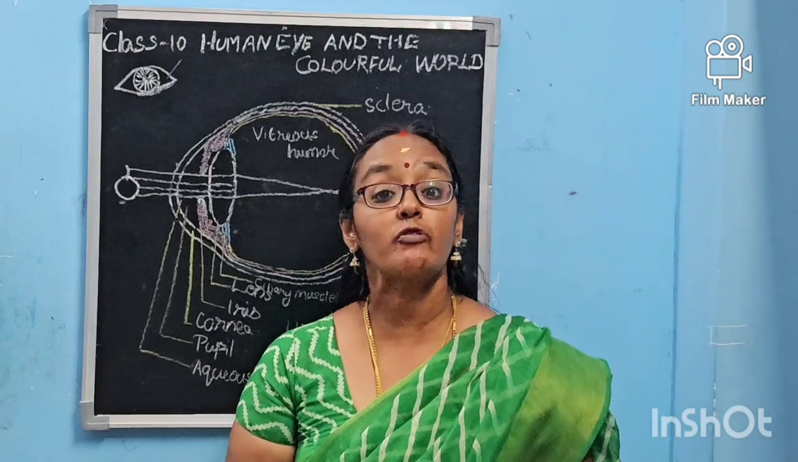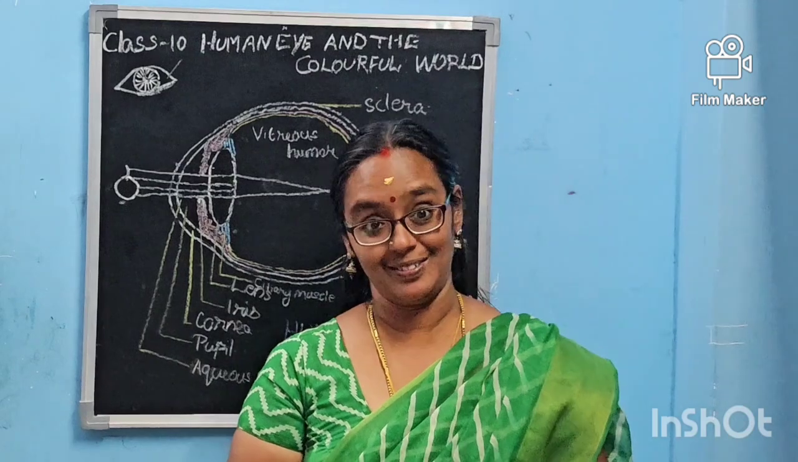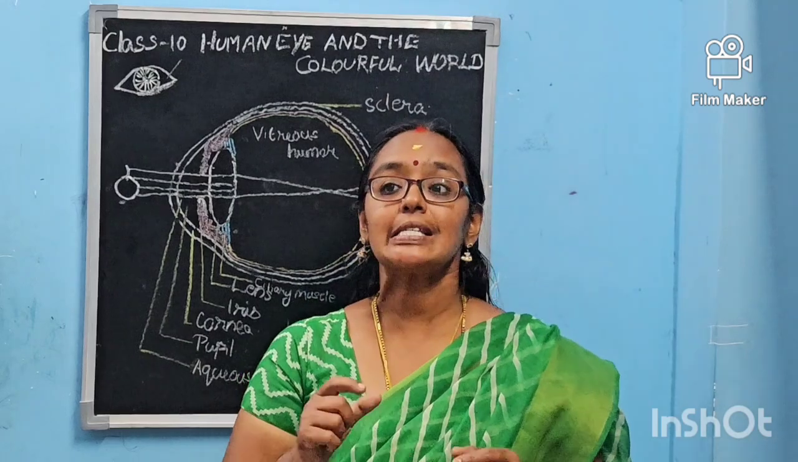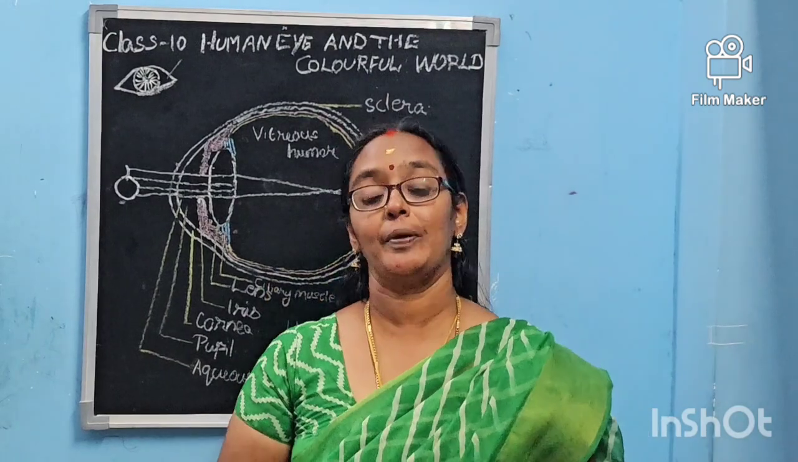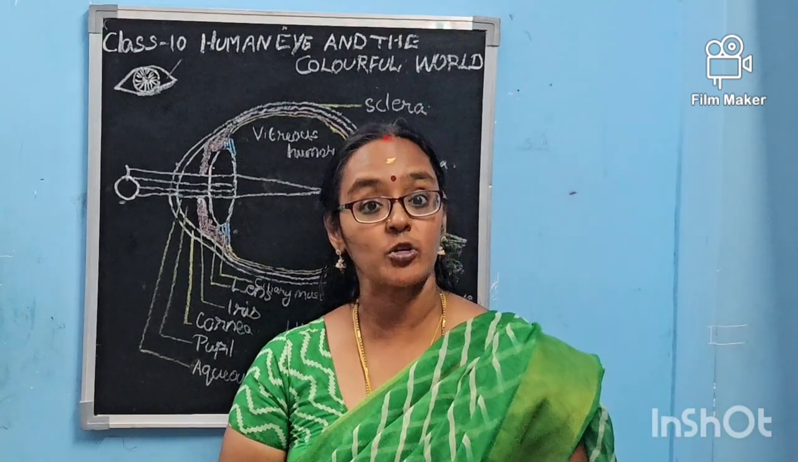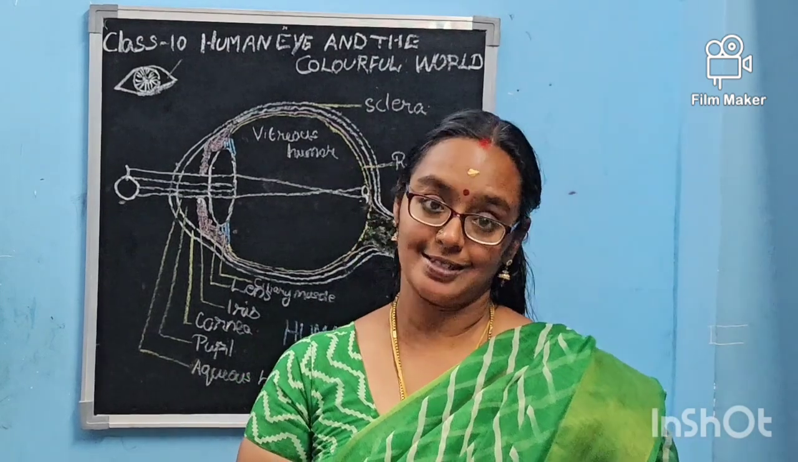But if the power of accommodation is reduced, it will be difficult for us to see. So the vision will be blurry. Okay, so this is the defect of the human eye, and it is divided into three: myopia, hypermetropia, and presbyopia. Then what are they? We are discussing here.